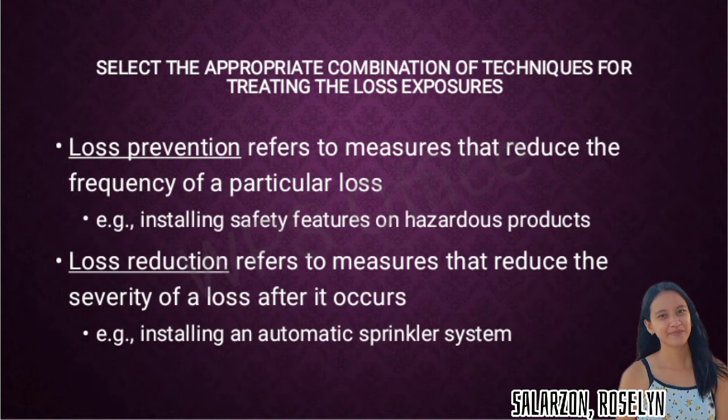Loss reduction refers to measures that reduce the severity of a loss after it occurs, for example, installing an automatic sprinkler system. Other examples are guarding private areas to prevent theft and setting off evacuations for everyone. These are done to prevent loss of assets or emergence of risk.